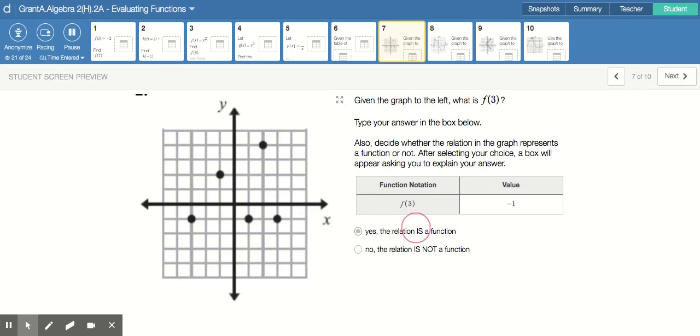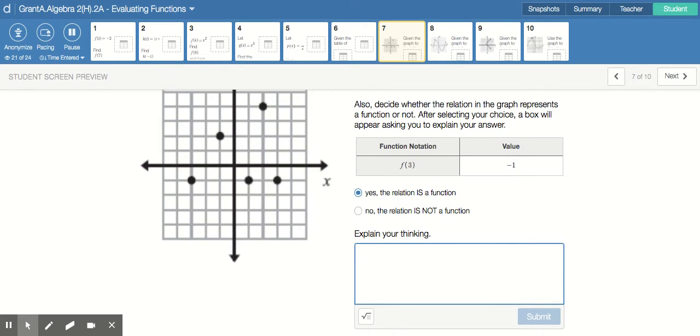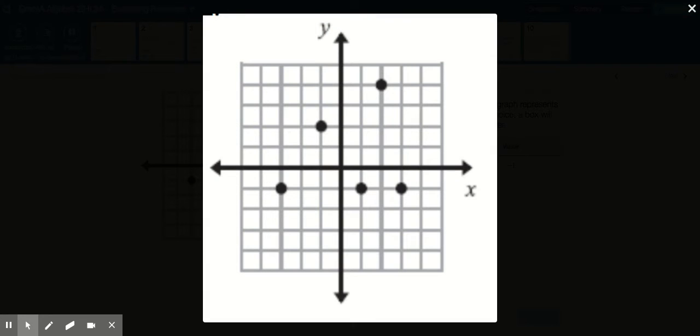This relation is a function also because looking at this graph, it passes the vertical line test. Although I have multiple y values of -1, they all have different x values. You only have a relation that is not a function when the same x value has two different y values.